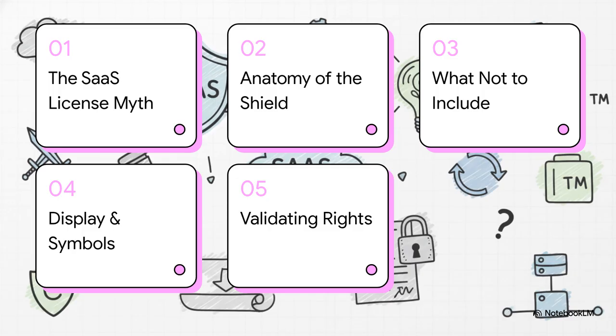Here's what we're covering in today's agenda. First, the SaaS license myth. Second, the anatomy of the shield. Third, what not to include. Fourth, display and symbols. And finally, number 5, validating your rights. Let's get right into it.